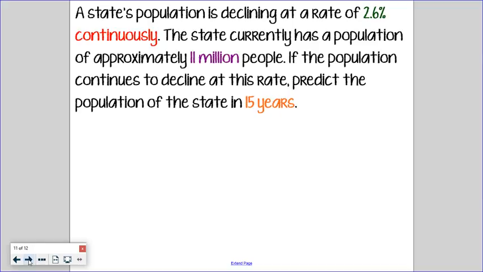Last one today. State population is declining. This poor state is declining at a rate of 2.6%. Okay, what does that tell us? What does that first word tell us that I have highlighted up there? Second equation, right? Continuously tells me to do PERT.